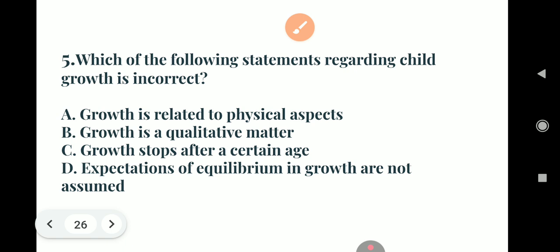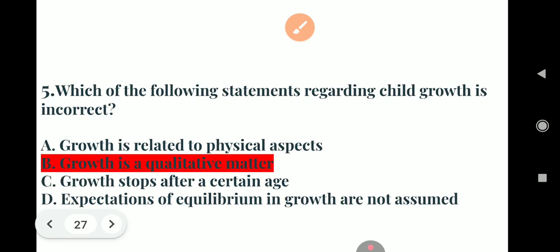You have to be very careful with this, incorrect, not. I have made many mistakes regarding this, not incorrect. I'll not read this incorrect or not. So be very careful. Don't be like me. Which of the following statements regarding child growth is incorrect? Yes, B. Growth is a qualitative matter.